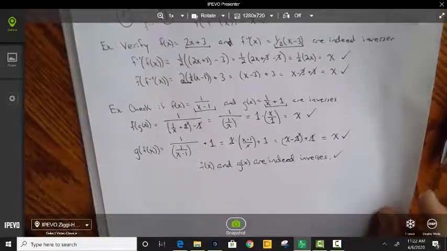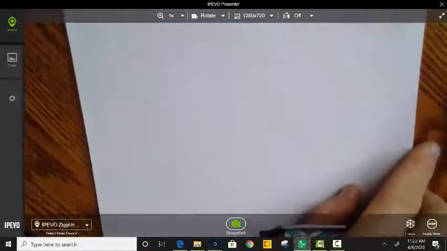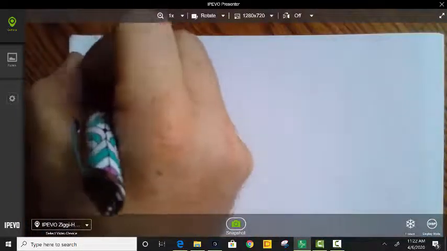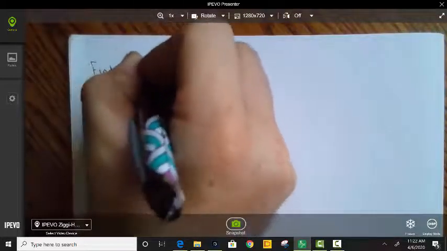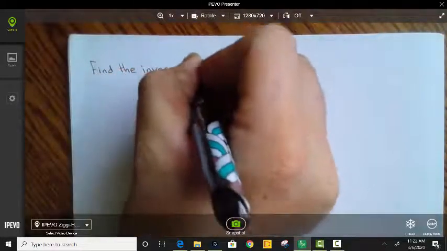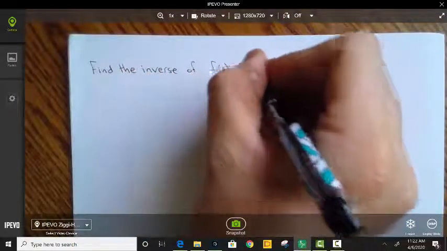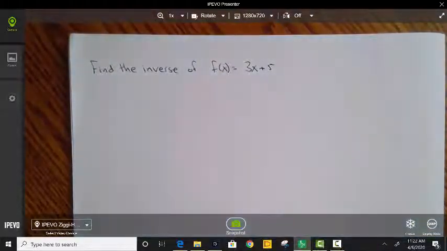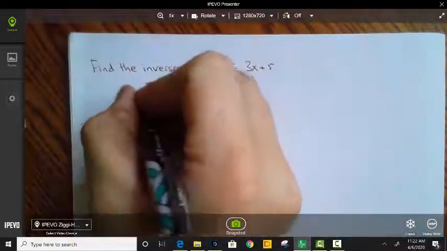Alright, and then the last thing we're going to cover is if you're given a function, how do you find the inverse of the function? Okay, so find the inverse of f of x equals 3x plus 5. Now this is saying we're multiplying by 3 and then we're adding 5. And the inverse means opposite, which means that we should be minusing 5 and then dividing by 3, doing it in the opposite order. Okay, so here's how this is going to work.